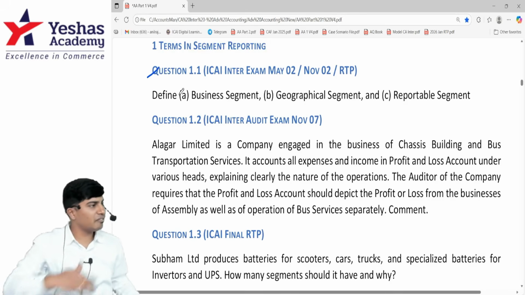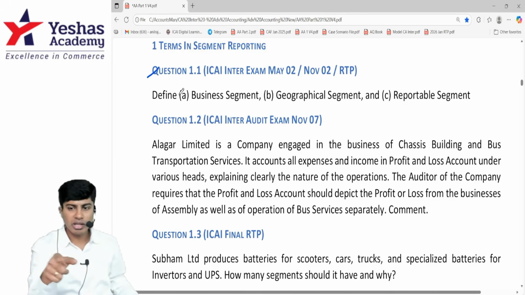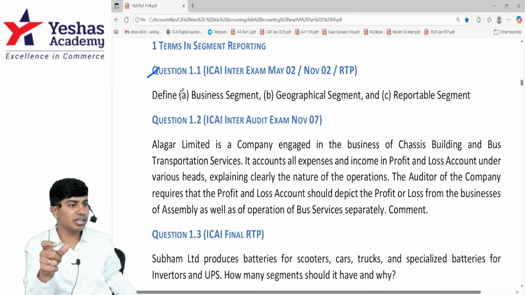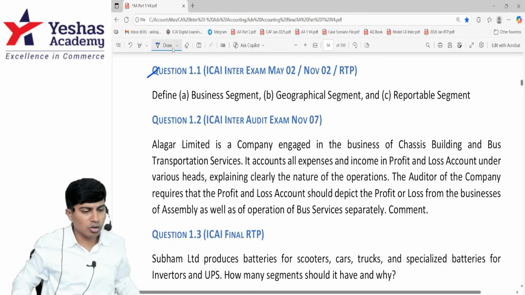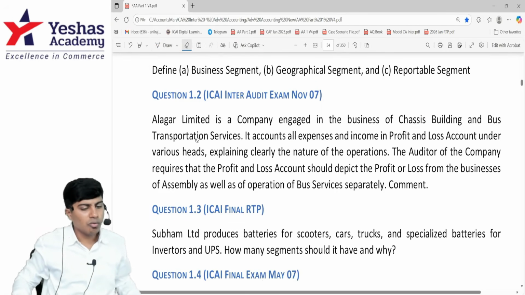Yeah, I'll share the PDF with answers. In that, anyway, the answer would have been typed. If not, you can also see that initial theory. In that, the answer is there. Can I say 1.1 is done? Can we go to 1.2?